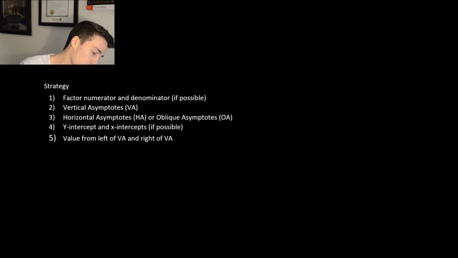So first, we're going to factor the numerator and denominator if possible. Sometimes it's not, but we're always going to try. Number 2, we're going to check for the vertical asymptotes. That's where the function is not defined, and we're looking for that vertical line that the function approaches but never touches. We're also then going to look for horizontal asymptotes or oblique asymptotes. So again, that horizontal line that the function never touches, or that sloped line that the function never touches. Then we're going to look for y-intercepts and x-intercepts if possible. Not all of them have them.